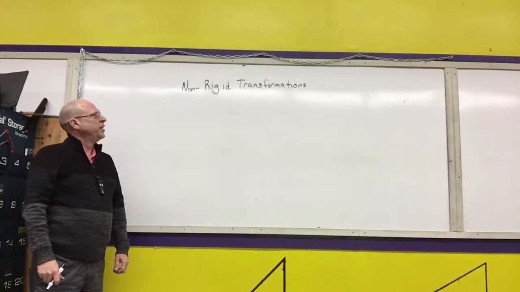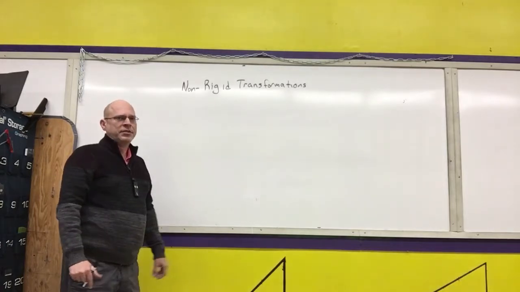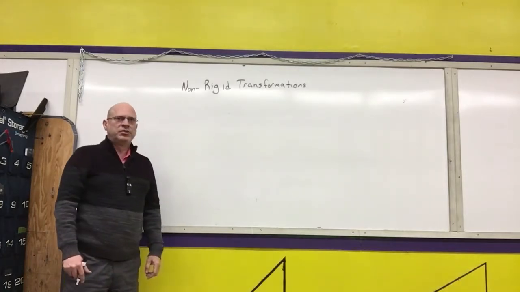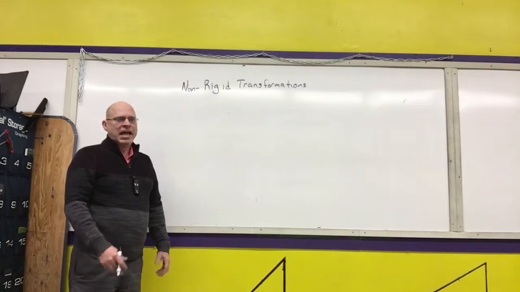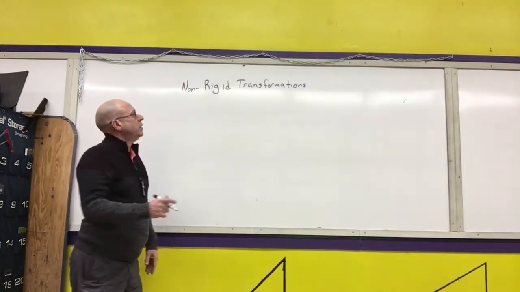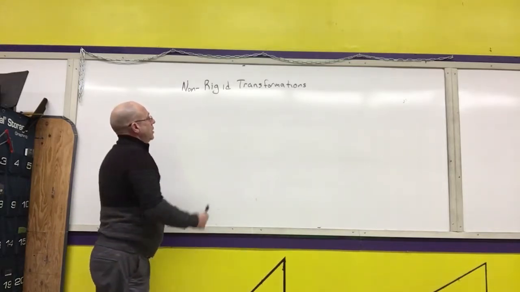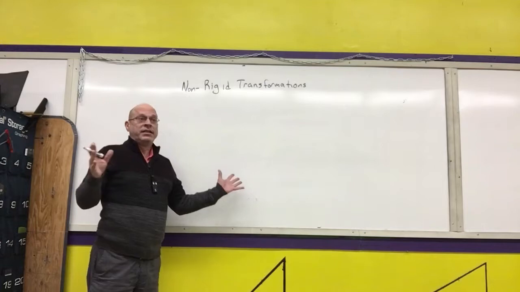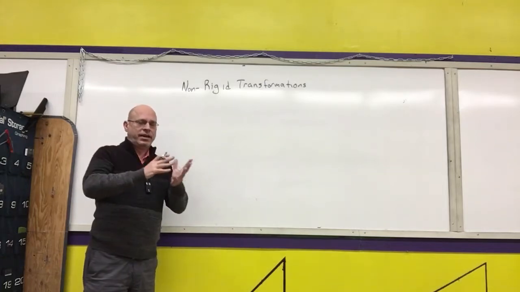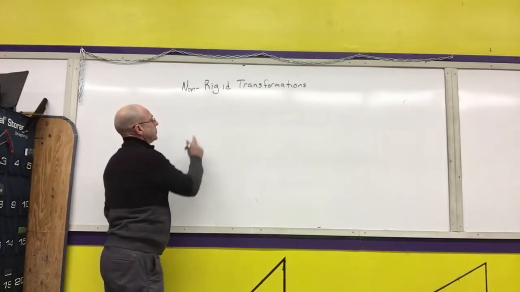The second type of transformation we have is a non-rigid transformation. In geometry class, our non-rigid transformations were our dilations, our expansions and the contractions of our geometric shapes. For non-rigid transformations of functions, it basically does the same thing. It's going to cause a function to stretch or to compress.